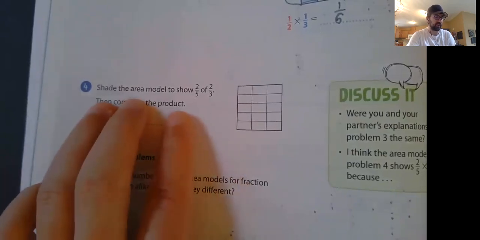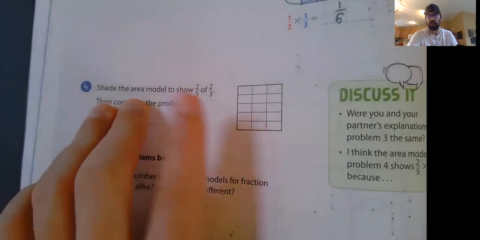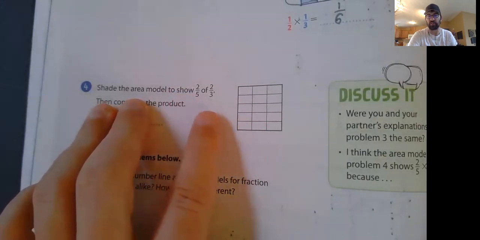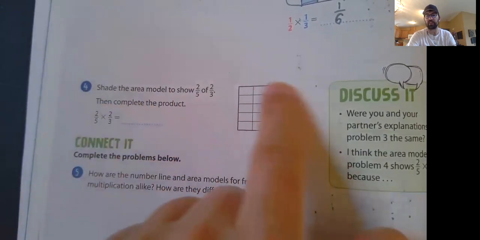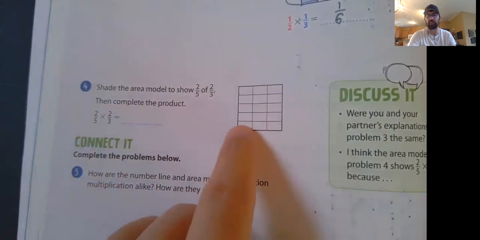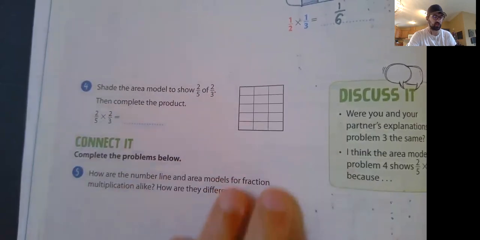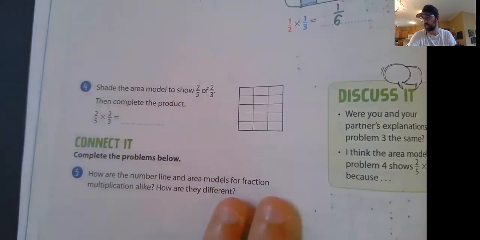It says shade the area to show 2/5 of 2/3. I actually want you to pause this again, try this on your own real fast, and give it a shot. Be thoughtful about how this is laid out, the vertical and horizontal. Obviously, this is fifths going horizontally and thirds going vertically, so you should consider that. Go ahead and pause this and give that a try.